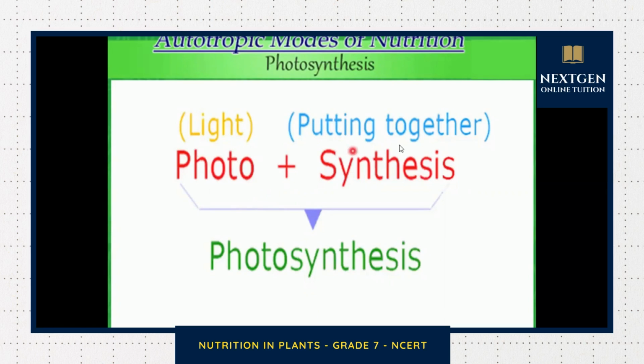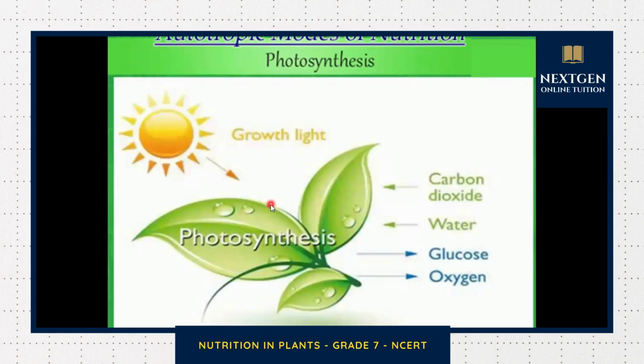Synthesis means putting together, that is combining together. Thus comes the word photosynthesis. This process takes place in the presence of sunlight. The leaves take carbon dioxide and water and give out oxygen and glucose. Glucose is stored in the form of energy in the leaves. Leaves are the food factories of the plants.